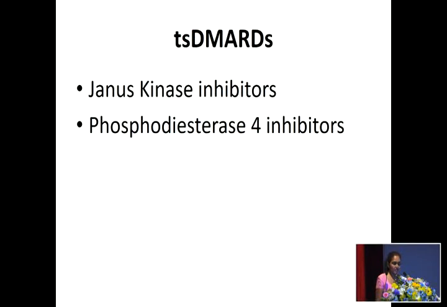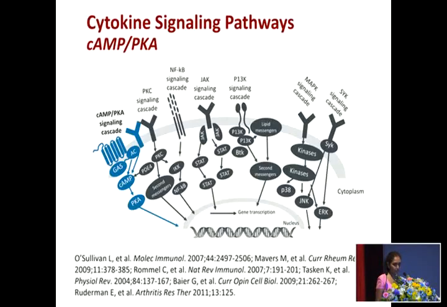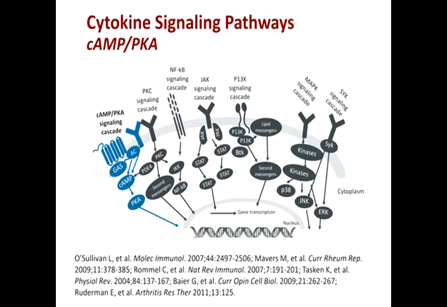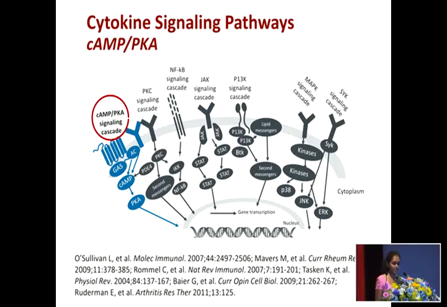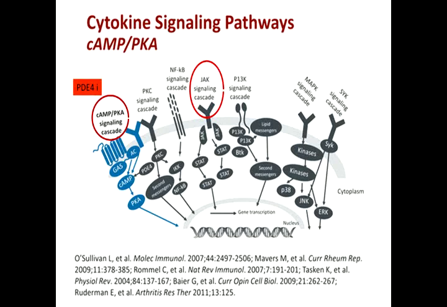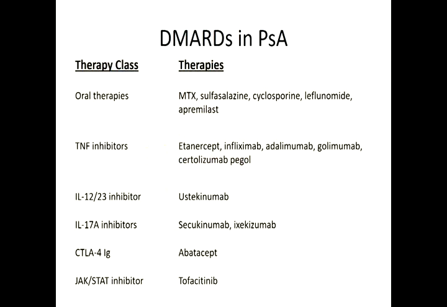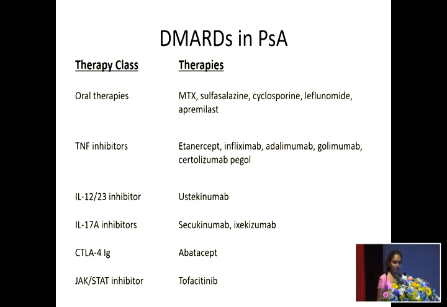So, targeted synthetic DMARDs, Janus kinase inhibitors and phosphodiesterase 4 inhibitors are there, because up until now we were handling the extracellular cytokines, and the JAK pathway and the phosphodiesterase pathways are the two main hubs through which these extracellular cytokines act on the immune cell. So if we can inhibit these two pathways, JAK and phosphodiesterase 4, then we can stop most of these cytokines acting on our immune cell. So in summary, for disease-modifying drugs, there are conventional drugs, new biologics, and JAK inhibitors are the latest ones.